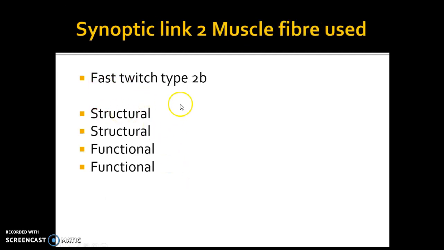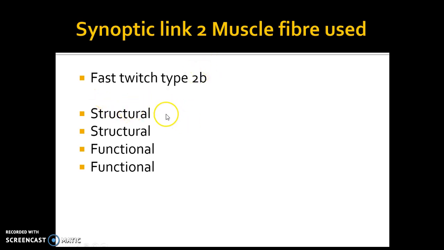So straight away now we're starting to think, right, so we're looking at the synoptic link to muscle fibres, okay, so now we're looking at the muscle fibre use. So I look here and say, right, the types of muscle fibre that are used for the ATP PC system when using creatine are going to be the fast twitch type 2B fibres, the biggest fibres, the most explosive fibres, the fastest speed and the highest force of contraction.